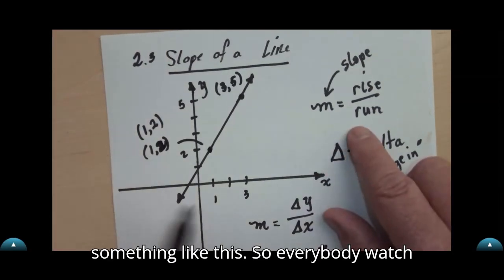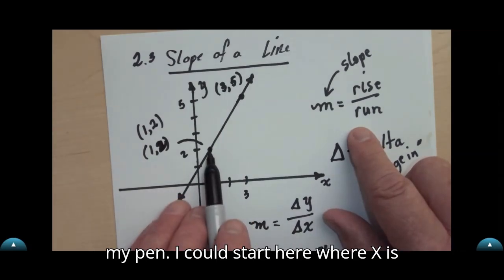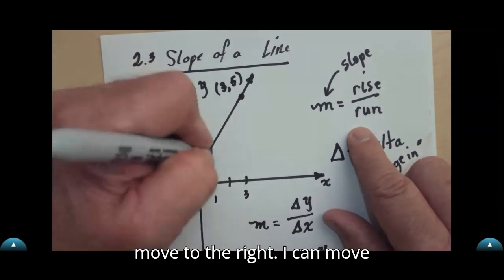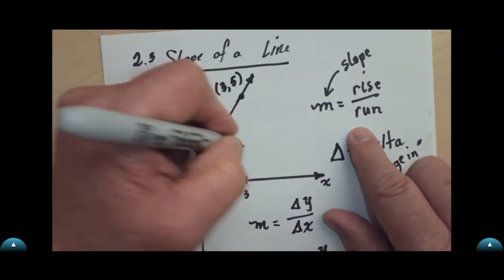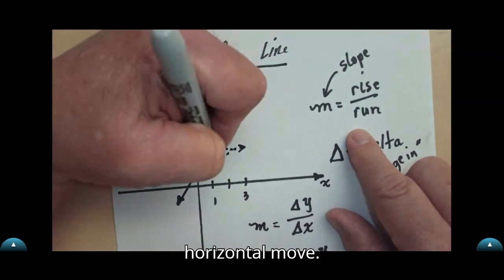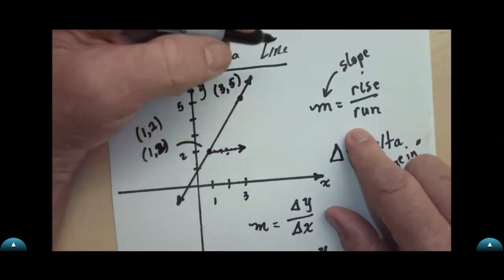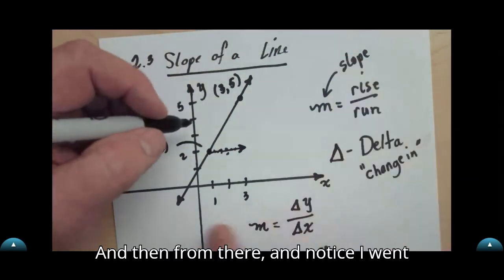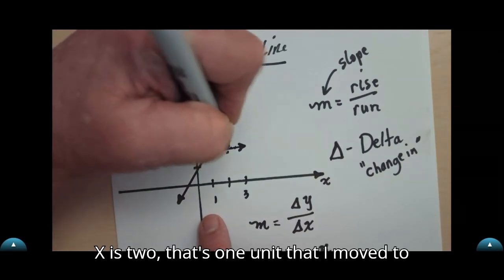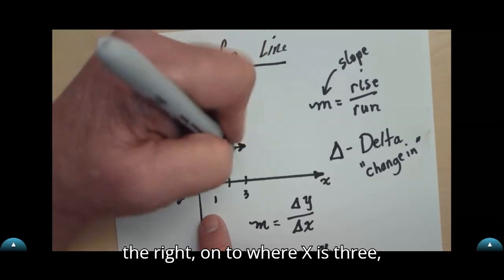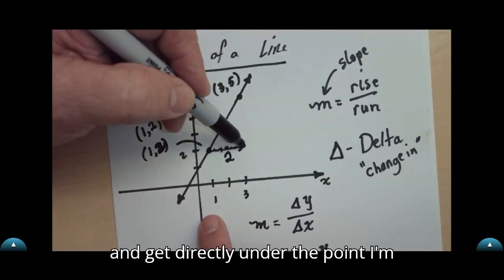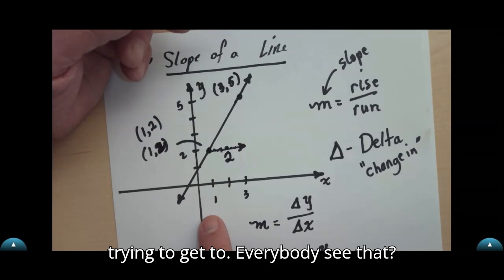So I could do something like this. Everybody watch my pen. I could start at the point 1, 2, and move to the right until I'm directly under the point 3, 5. That's a horizontal move. Notice I went from where X is 1 to where X is 3, so I moved 2 units horizontally to get directly under the point I'm trying to get to. Everybody see that?